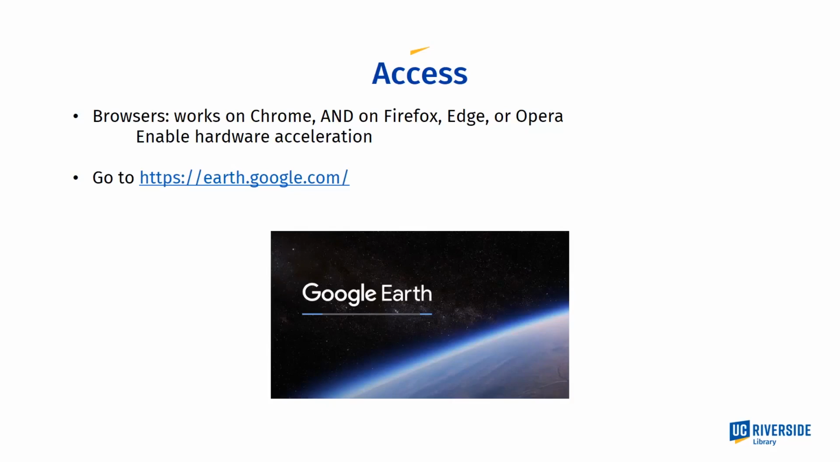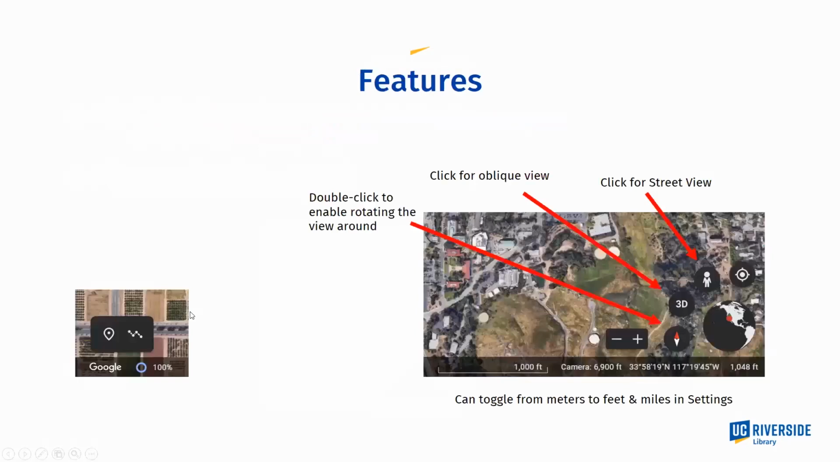But anyway, all you have to do is go to that URL, earth.google.com, and that should pull up the web-based version of Google Earth. So let's take a look at some of the features that are available to you, starting with what you will find along the bottom. At bottom left, you'll see these icons, which will enable you to create your own placemarks or points. And this icon will allow you to draw either lines or shapes.